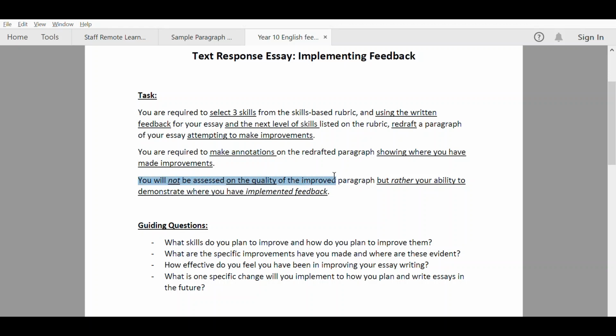You will not be assessed on the quality of the improved paragraph, but rather your ability to demonstrate where you have implemented the feedback. So it doesn't matter how you did in the first draft. It doesn't matter how you did in the first essay. All that matters is your ability to improve now. Whatever you did before doesn't matter. It's about your ability to improve.